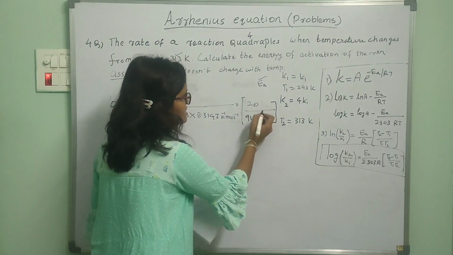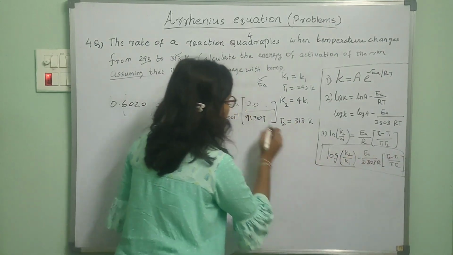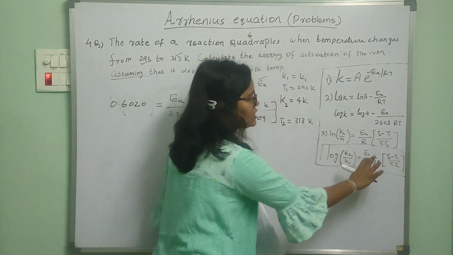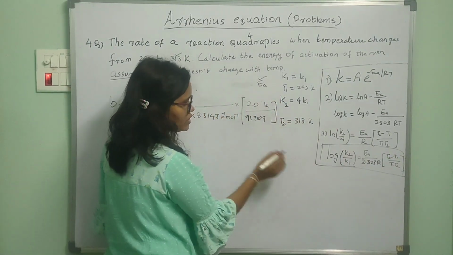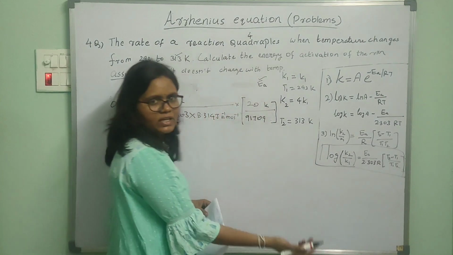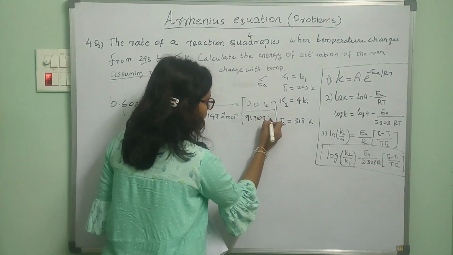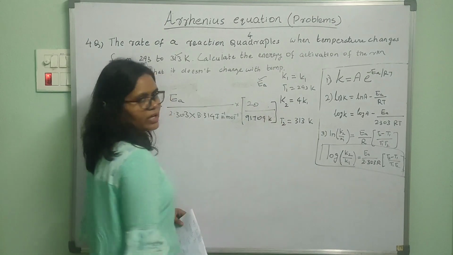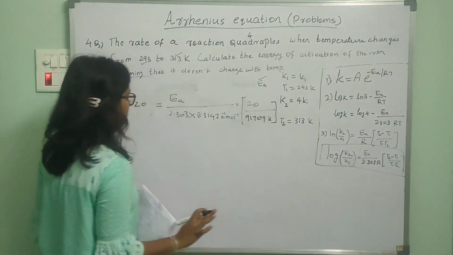So what I have done is T2 minus T1 is in Kelvin, right? T2 is Kelvin, T1 is Kelvin, so I'll take Kelvin common. So here T2 into T1 is Kelvin into Kelvin, which would be Kelvin square, and I have cancelled 1 Kelvin here. Okay, so that's all I have done.